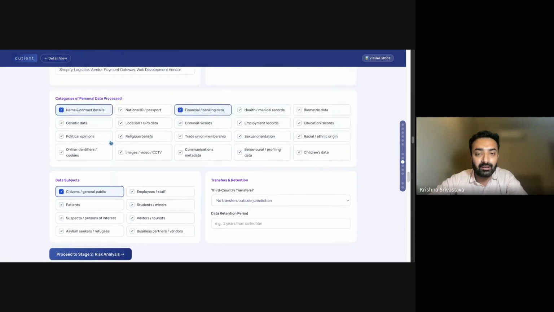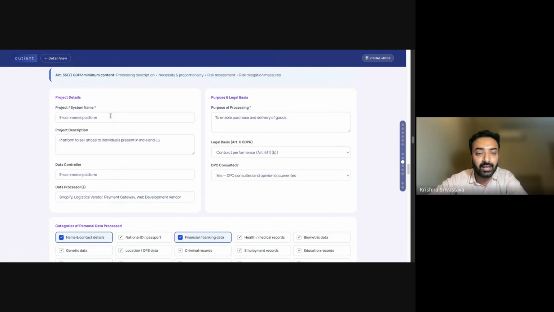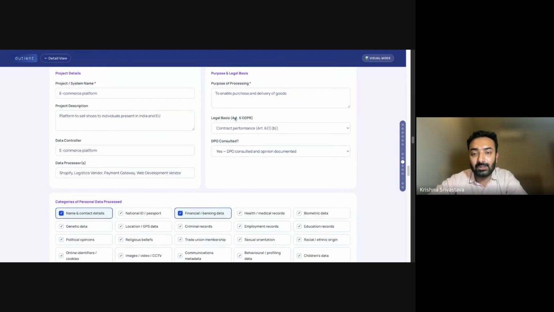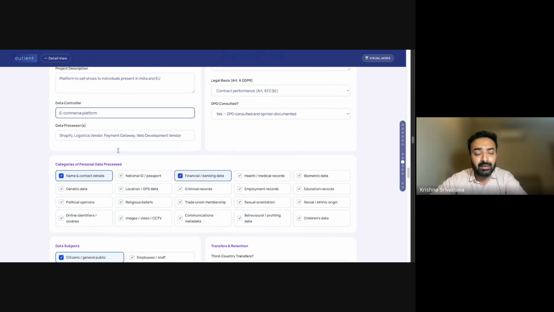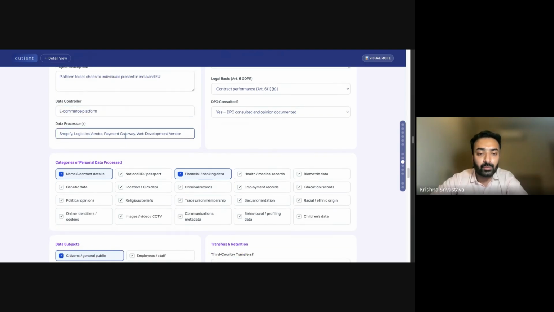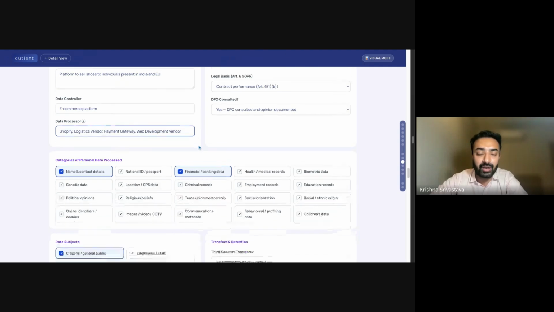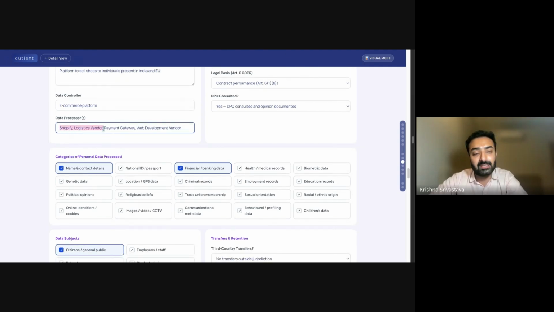So I'll just give you a quick overview of what we did. The project system is called an e-commerce platform. Purpose of processing is to enable purchase and delivery of goods. Data controller would be the e-commerce platform. Your data processors could be Shopify, your logistics vendors, payment gateway, web development vendor. All of these data processors will receive different kinds of personal data attributes.